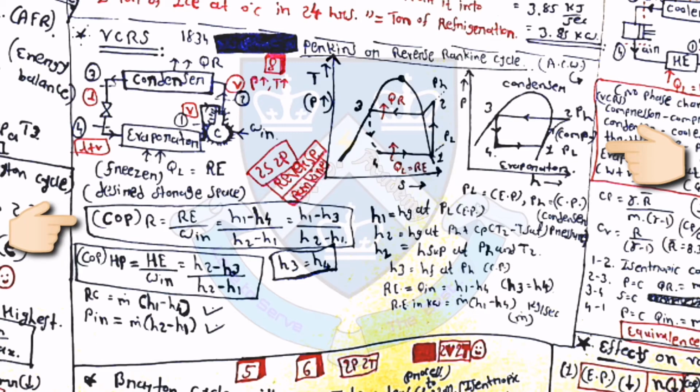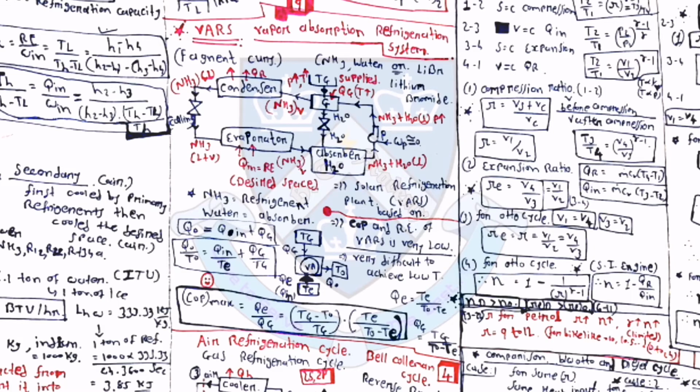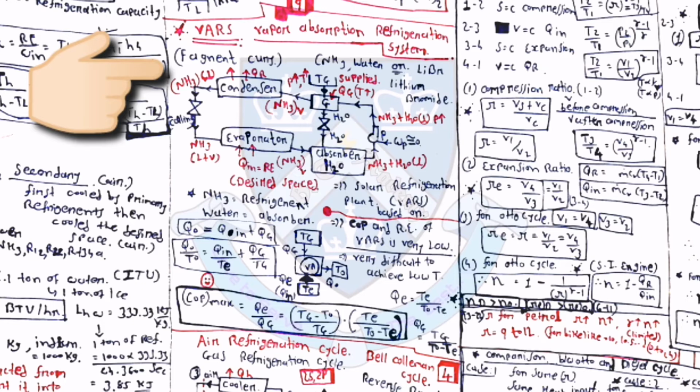And the COP of refrigeration is equal to RE upon WN is equal to H1 minus H4 upon H2 minus H1, which is also equal to H1 minus H3 upon H2 minus H1. Then COP of heat pump is equal to HE upon WN is equal to H2 minus H3 upon H2 minus H1. After that, cycle number 9 is VARS, which is also known as vapor absorption refrigeration system.